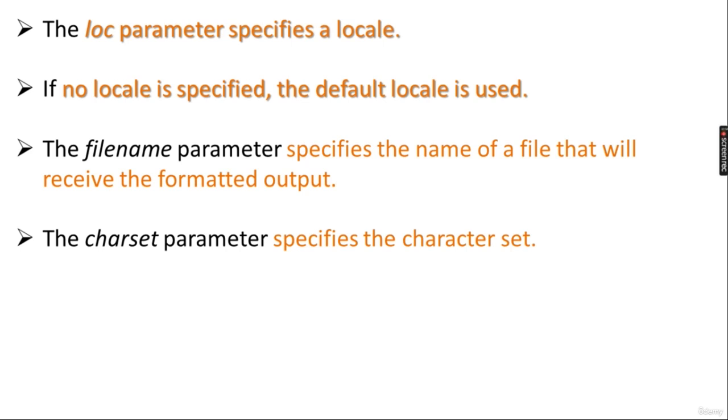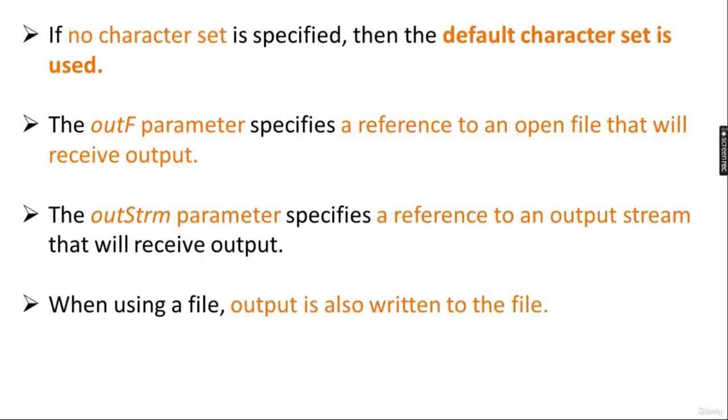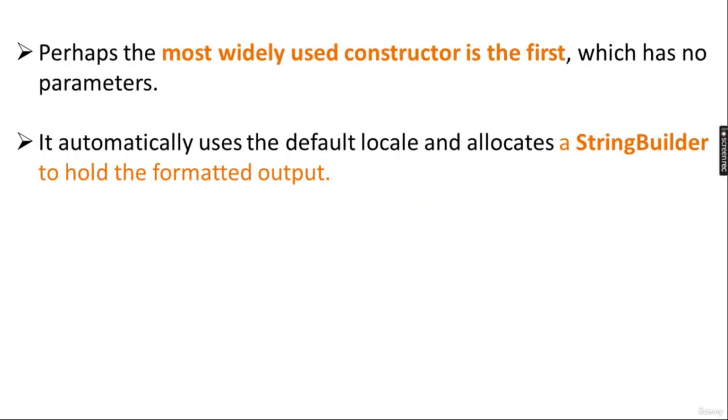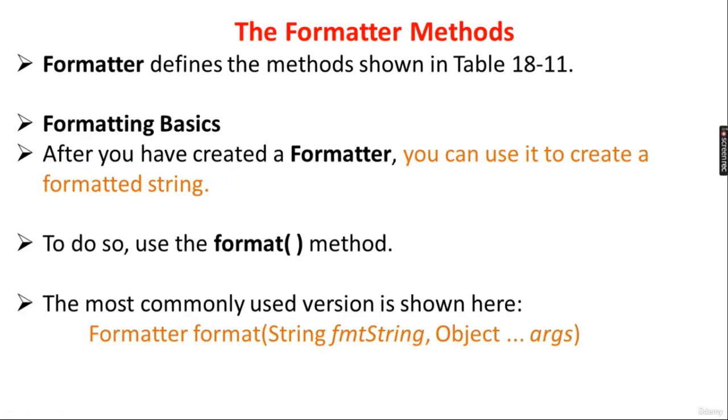So locale is explained here. The fileName parameter and charset parameters are explained over here. If no character set is given, the default character set is used. The outF parameter specifies the reference to an open file that will be receiving your formatted output. The OutputStream parameter specifies the reference to an output stream that will receive the output. When using a file, output is also returned to the file. Perhaps the most widely used constructor is the first, which has no parameters, which is very general. It automatically uses the default locale and allocates a StringBuilder to hold the formatted output.